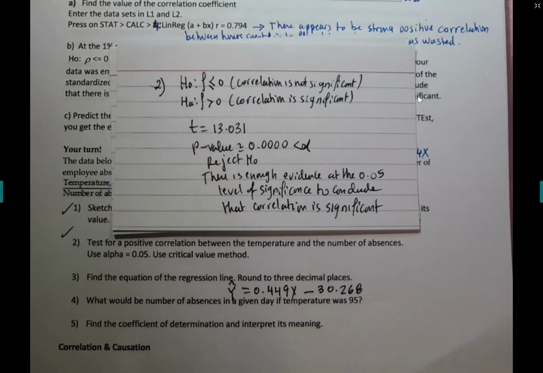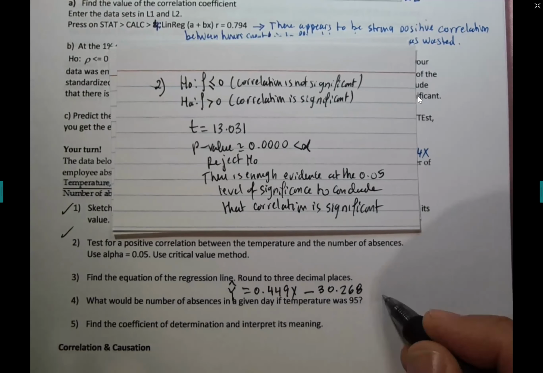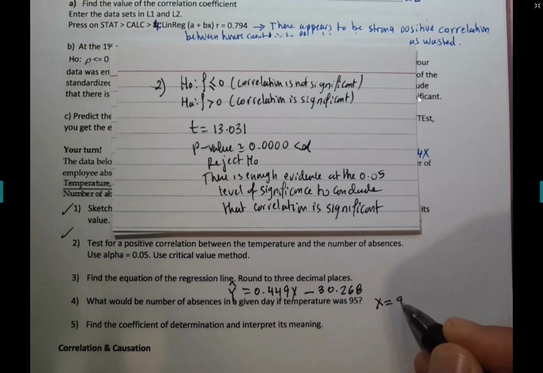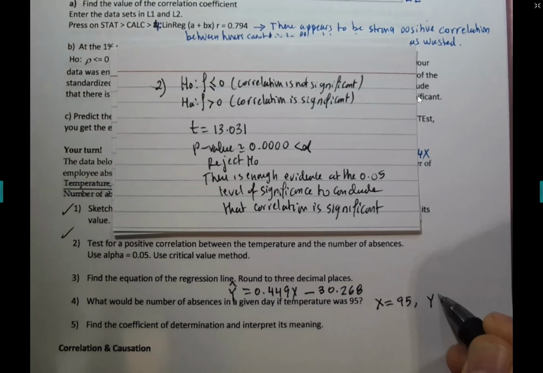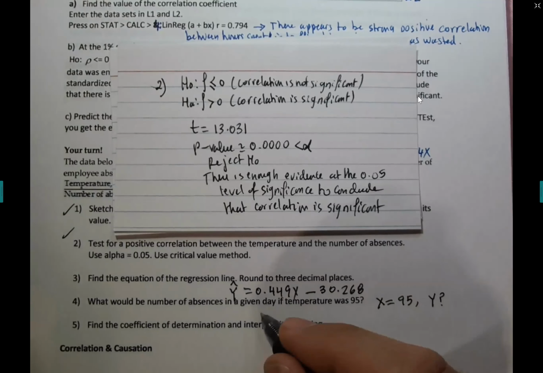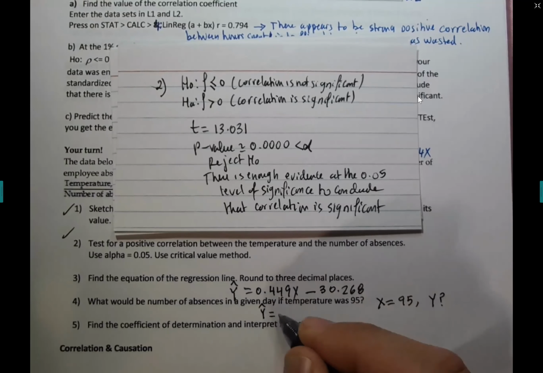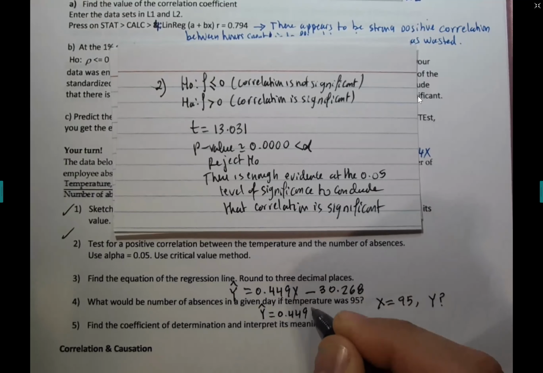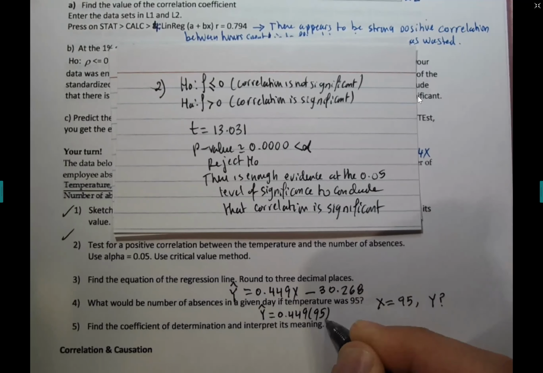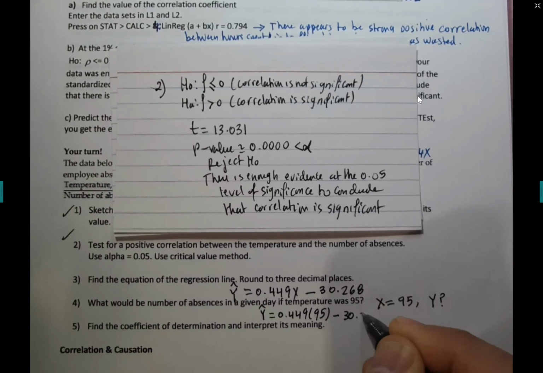What would be the number of absences if the given temperature was 95? This is a typical question after the equation, guys. So he gives you x equals 95, and he wants the y value. So all you need to do is plug in x equals 95. So y hat will be 0.449 times 95 minus 30.268.